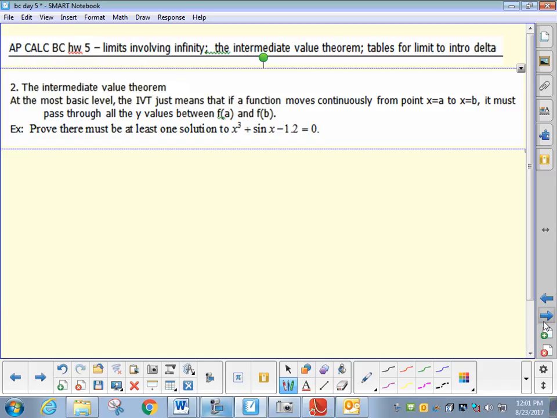Now think about each of those individual components. What does x cubed do by itself? Correct. Wouldn't you agree it gets infinitely negatively large and positively large? What about sine? It oscillates, but it's fairly limited, yeah? Negative 1 to 1. And negative 1.2 obviously then is just plus some constant.